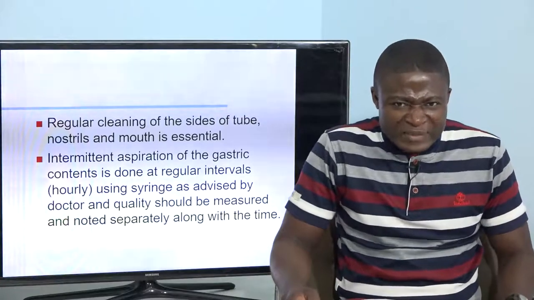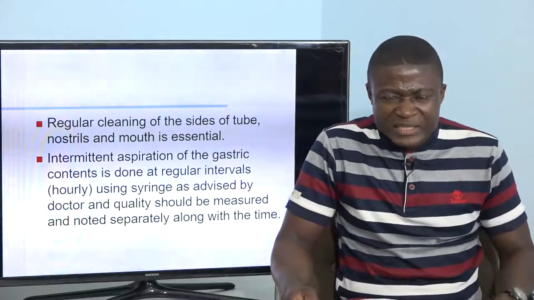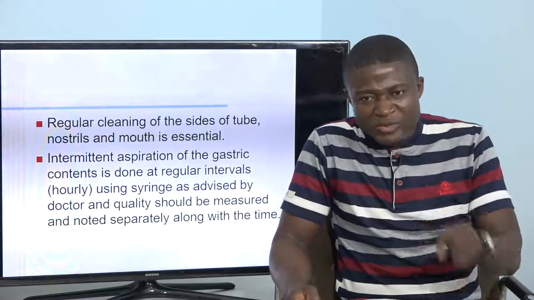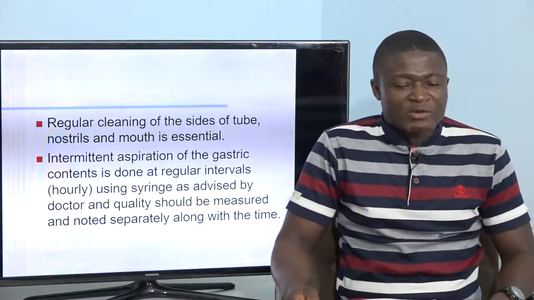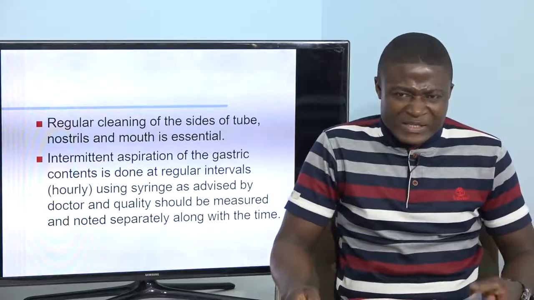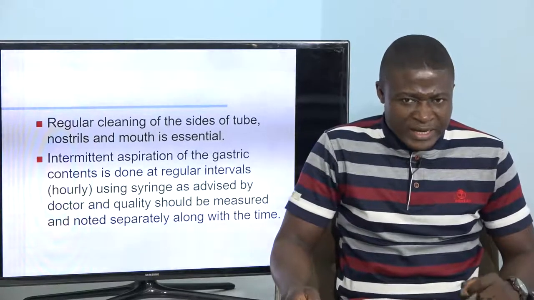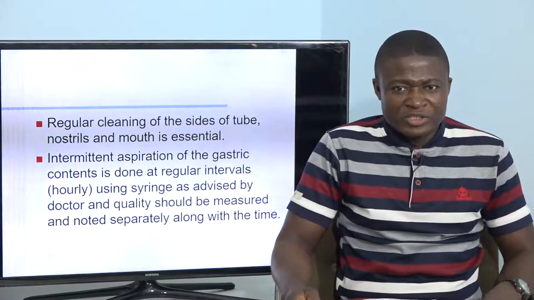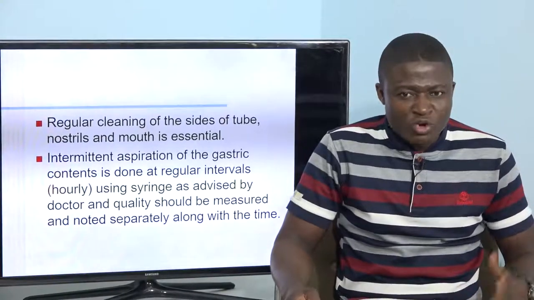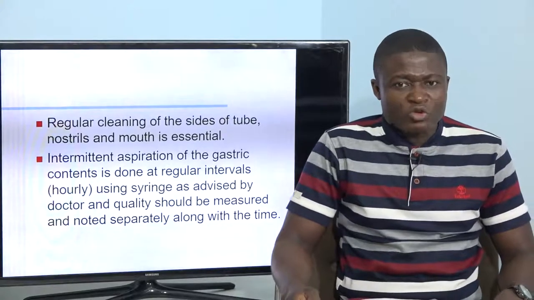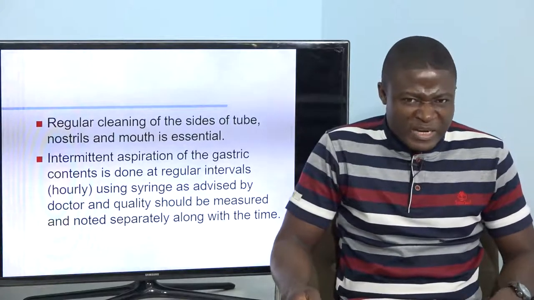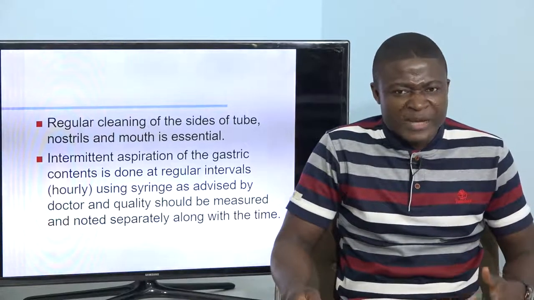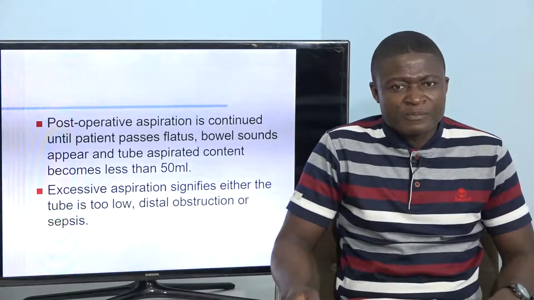So, intermittent aspiration of the gastric content. The content that is in the stomach, we are going to aspirate, we are going to remove it out. As you are picking out the gastric secretion, you need to keep measuring it so that we know whether we are achieving results or not. You can use something like a syringe, and this is supposed to be done and measured on an hourly basis.